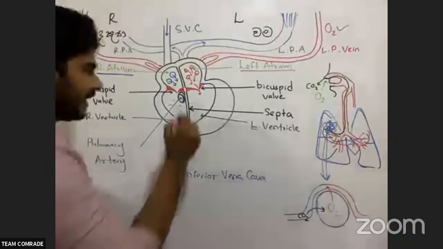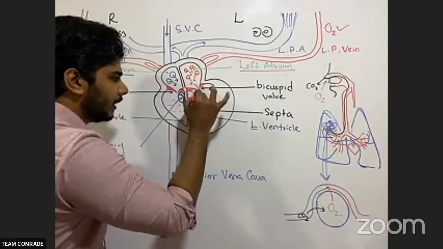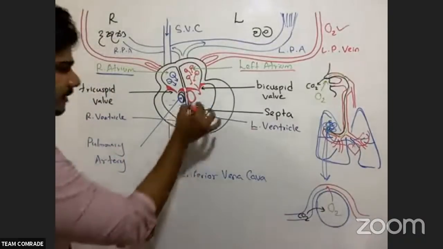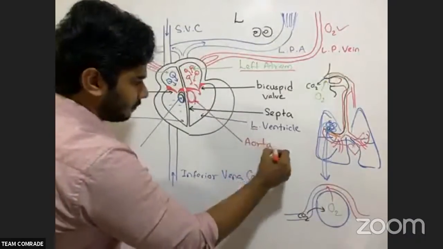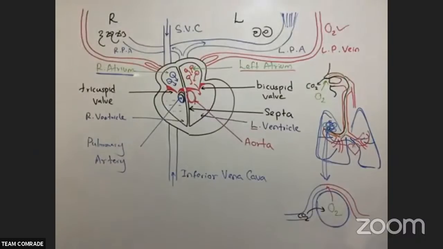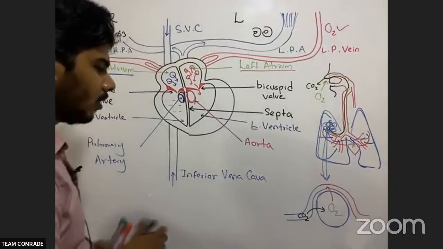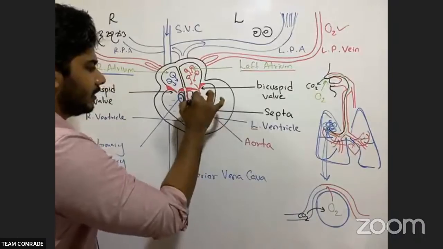So they can see another opening here. What is the name of this opening? Can anyone tell? What do we call it? Aorta. That is what we call the aorta. So does the aorta also have semilunar valves? It has semilunar valves.